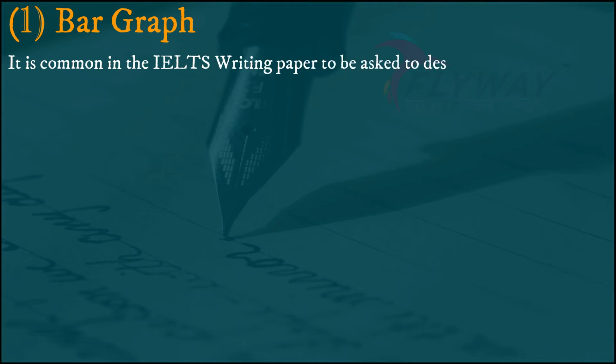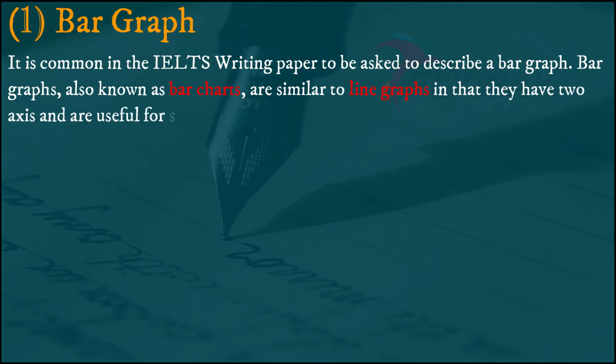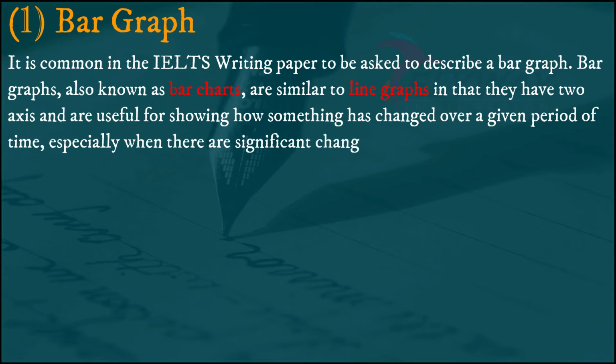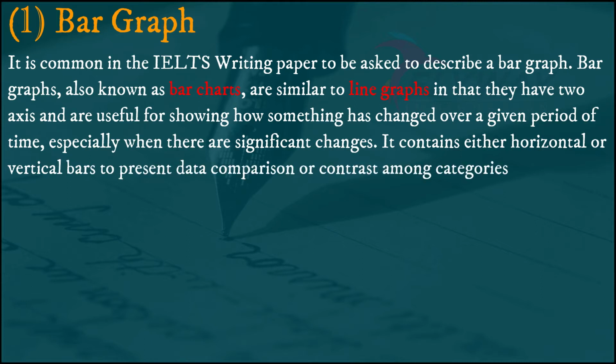It is common in the IELTS writing paper to be asked to describe a bar graph. Bar graphs, also known as bar charts, are similar to line graphs in that they have two axes and are useful for showing how something has changed over a given period of time, especially when there are significant changes. It contains either horizontal or vertical bars to present data comparison or contrast among categories or variables.